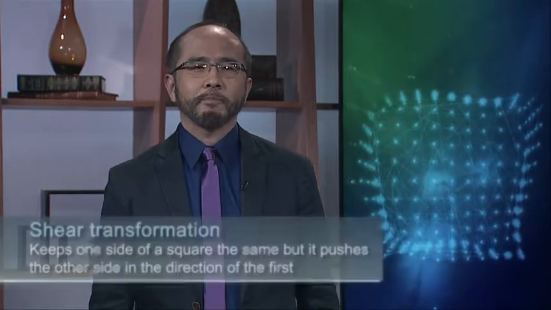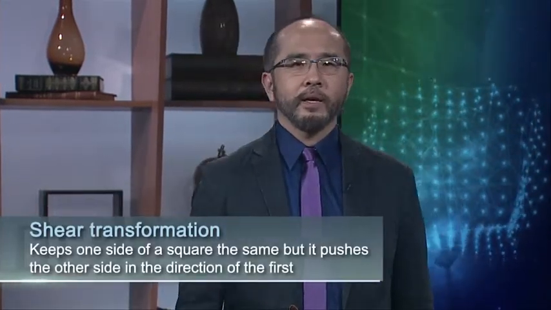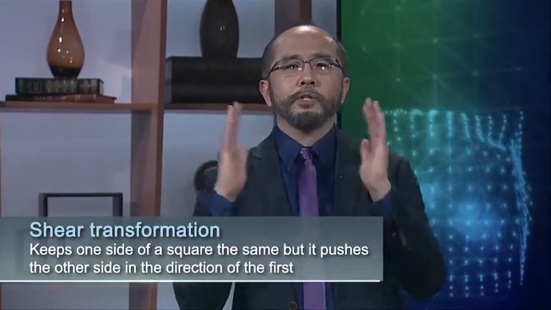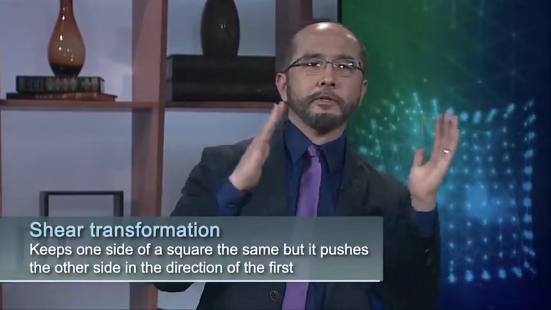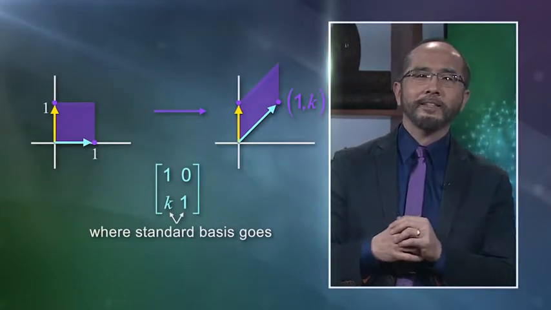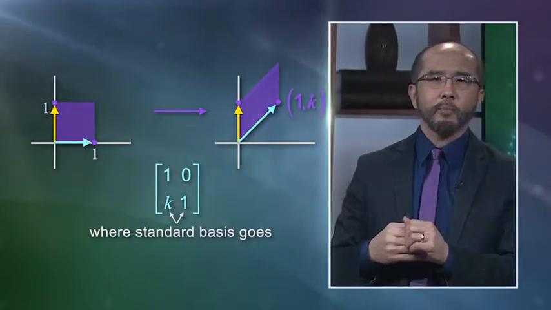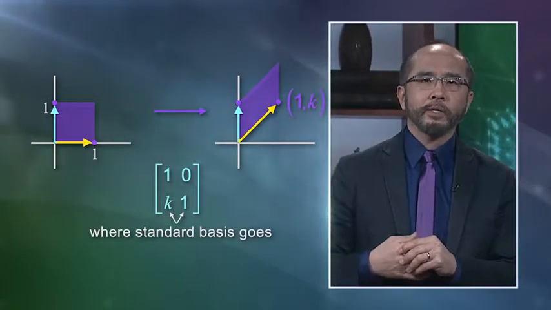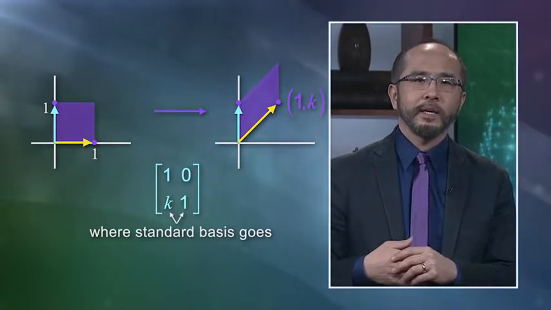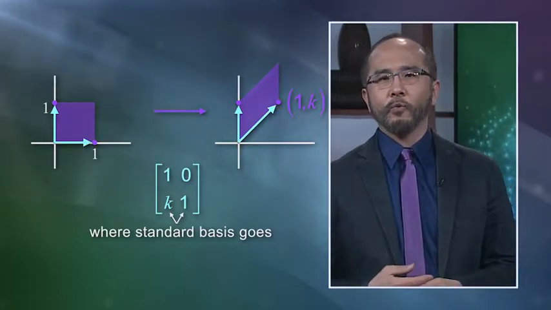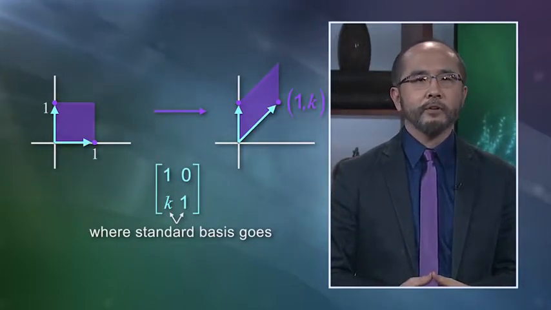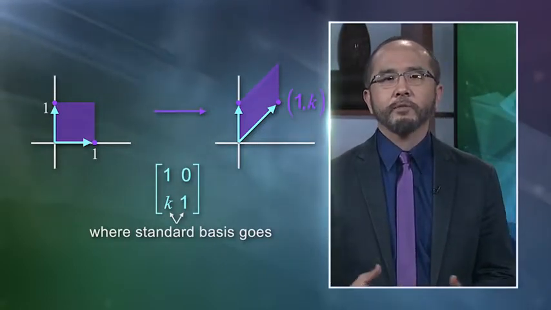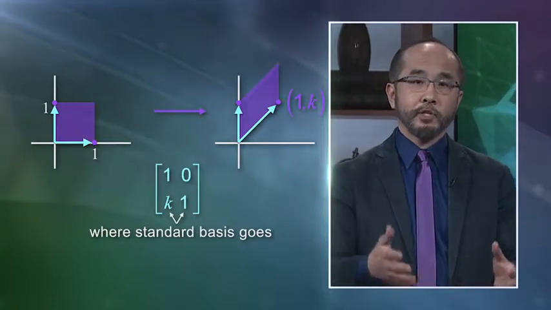Here's another example, a shear transformation. This kind of transformation keeps one side of a square the same, but it pushes the other side in the direction of the first. So (0, 1), in this case, stays fixed, but (1, 0) gets pushed up by 0k to the point (1, k). Thus, its matrix has (1, k) in the first column and (0, 1) in the second column. Multiplying a vector by this matrix will perform this shear.